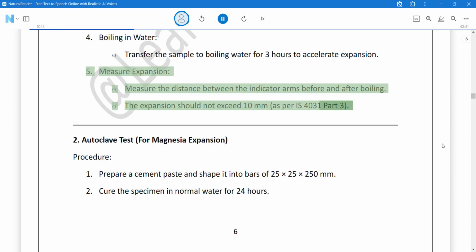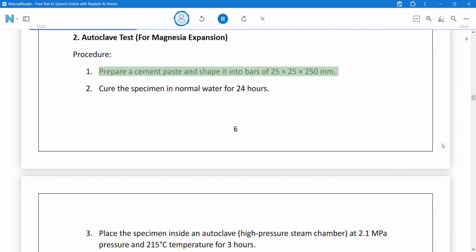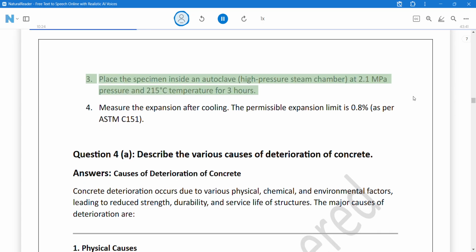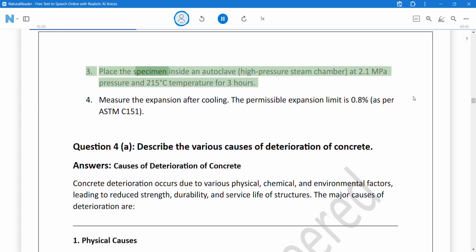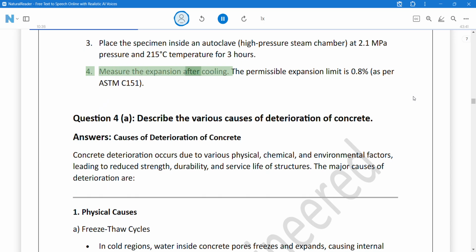2. Autoclave test procedure. 1. Prepare a cement paste and shape it into bars of 25 x 25 x 250 mm. 2. Cure the specimen in normal water for 24 hours. 3. Place the specimen inside an autoclave at 2.1 MPa pressure and 215 degrees Celsius temperature for 3 hours. 4. Measure the expansion after cooling. The permissible expansion limit is 0.8%.